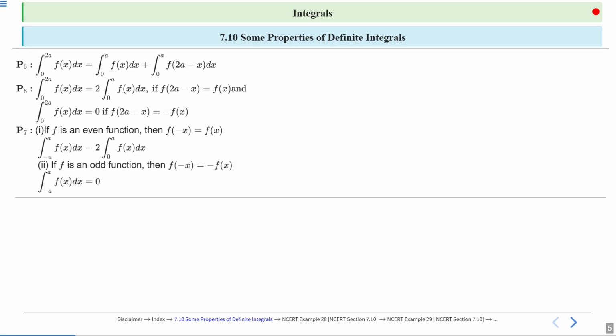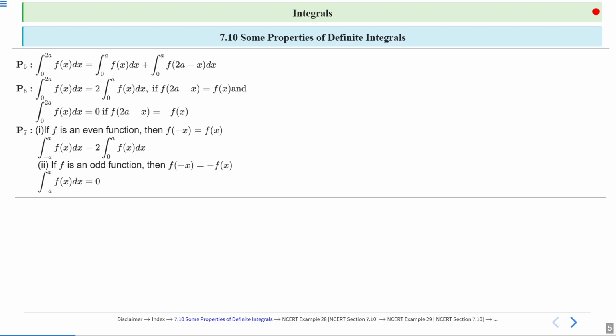And for an even function, check the limit, the definite integral from minus a to a. So now we have to integrate an even function from the limit minus a to a. This value comes to 2 times the definite integral from 0 to a of f(x) dx. Here the limits are changed. Now we don't need to fully integrate from minus a to a. We just need to integrate from 0 to a and then double it. We get the value for minus a to a of f(x) dx.